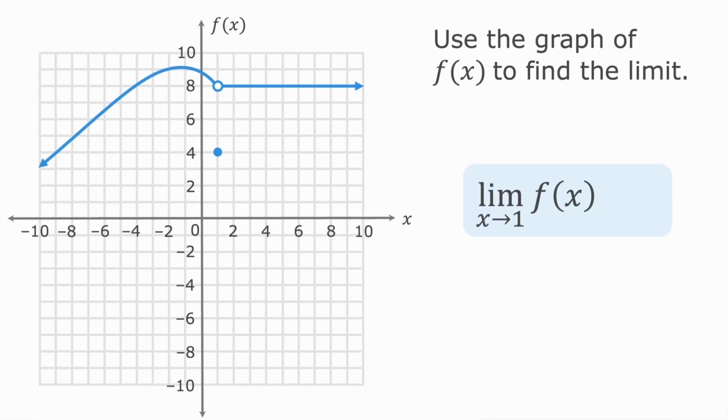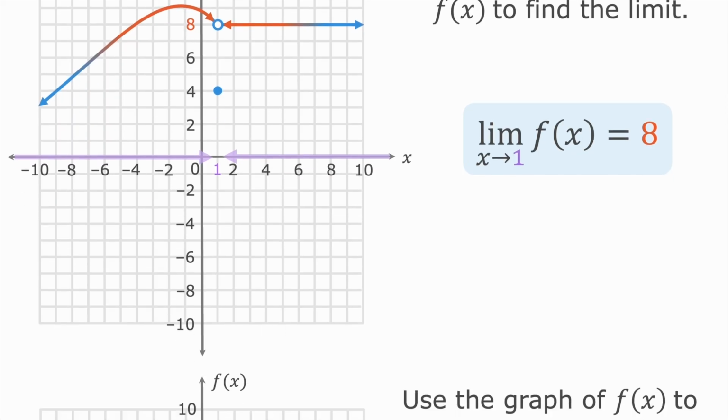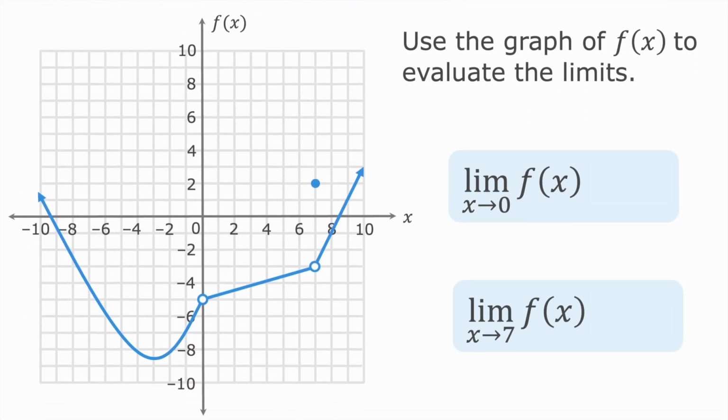Let's evaluate the limit of f of x as x approaches 1. Looking at the graph, we can see that as x approaches 1, the function approaches 8. So our limit is equal to 8. Let's try some more. First, let's evaluate the limit of f of x as x approaches 0. By looking at the graph, we can see the function is approaching -5. So the limit is equal to -5.